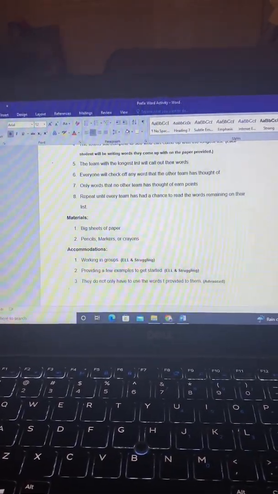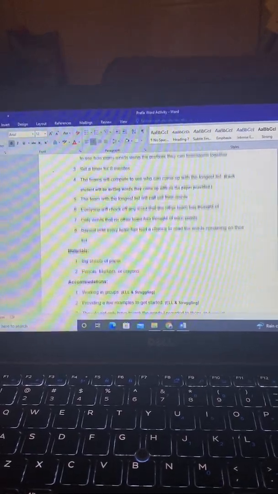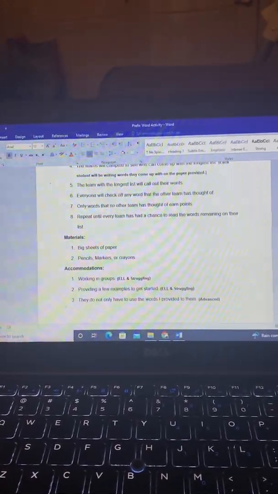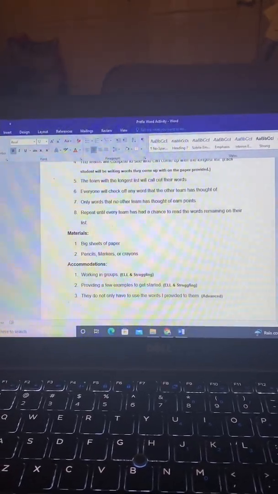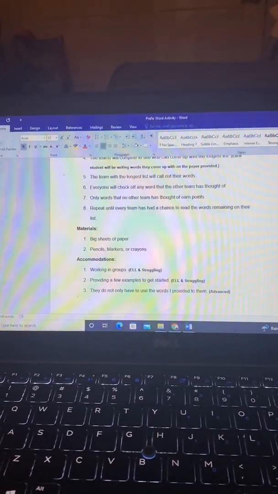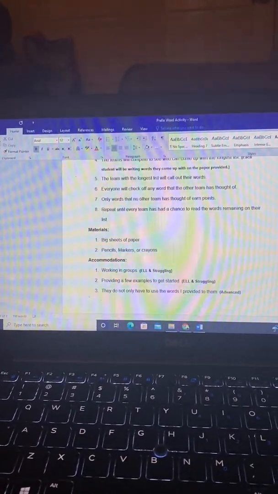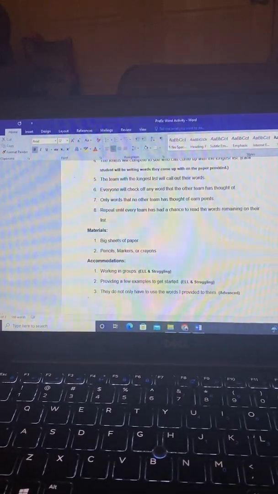You wouldn't really need a game set up or anything like that. Yes, it would be a game or a team thing, but we would just be using a big sheet of paper, or even small pieces of paper, pencils, markers, crayons for each student to be writing with, because each student needs to at least come up with one word on the list.